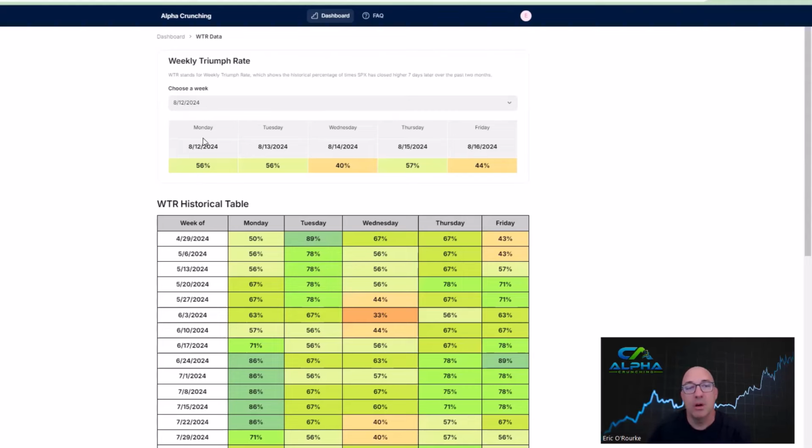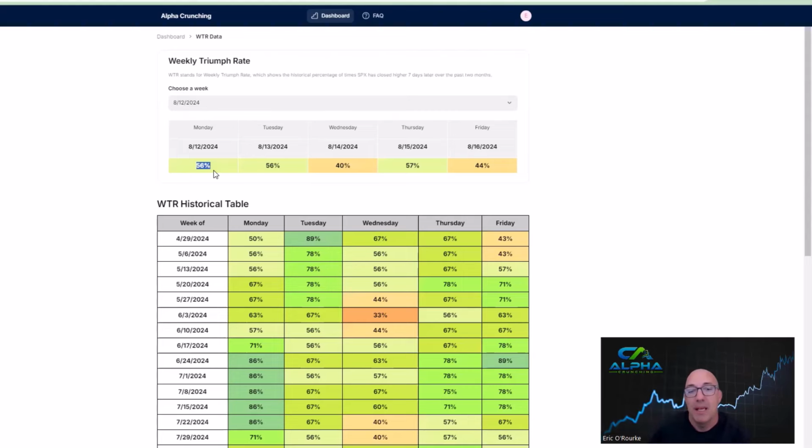So I'm doing this video on August 11th, and the data for the week of August 12th is out. So before the trading week begins, we can look at which days we want to trade. The first criterion to be met for the strategy is that we want the WTR to be at least 50%. What does that mean? Well, if we look at Monday 8/12, we have a WTR of 56%. That means that over the last couple of months, Monday has closed higher the following Monday, or 7 days later, 56% of the time. So it's about a coin flip, right?